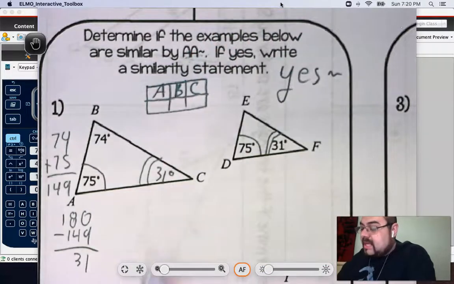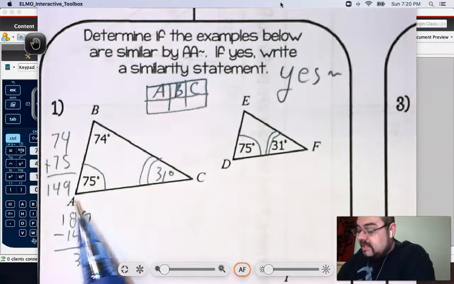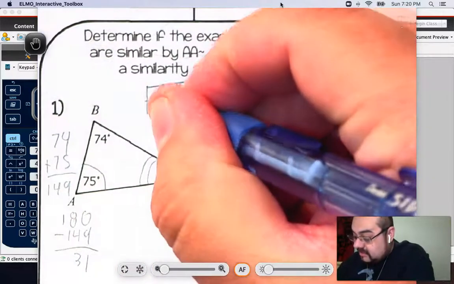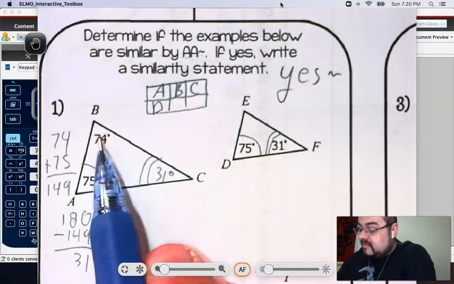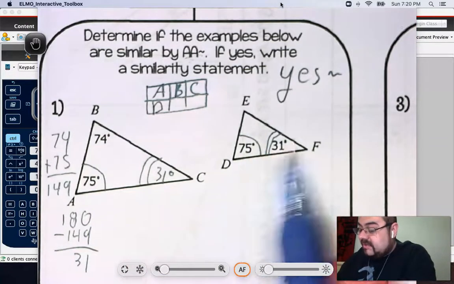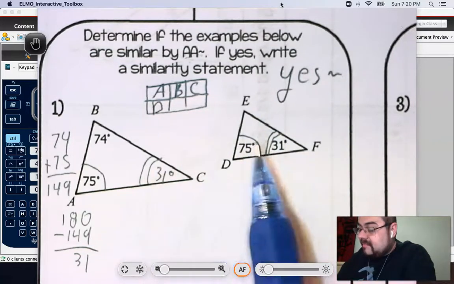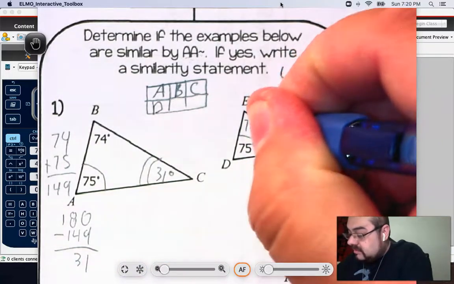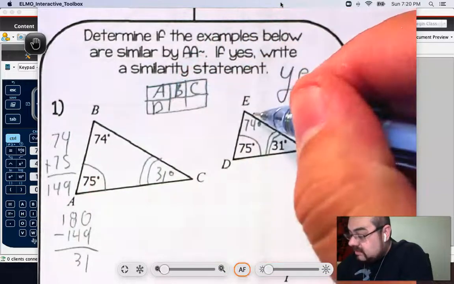All right, and now for the corresponding angles. Angle A was the 75-degree angle. Angle D is a 75-degree angle here, so angle D is going to go right underneath that. Okay, angle B was the 74. Now we know that this is going to be 74 also, because 75 plus 31 minus 180 is going to give us 74. And these two are going to be corresponding angles and congruent. So from B, the corresponding angle is going to be angle E.